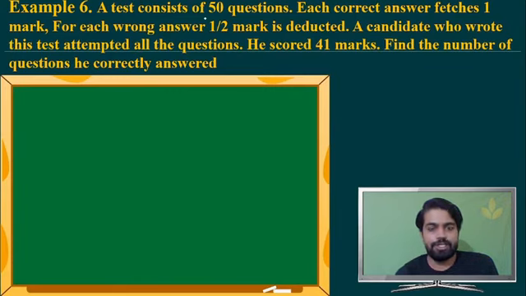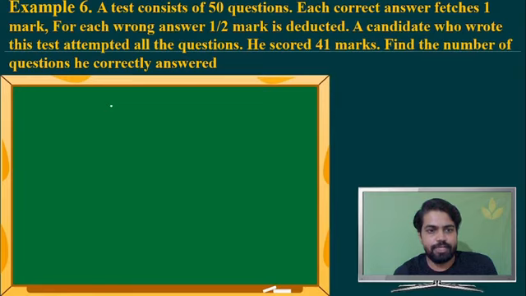Let's have one last question in this equation concept. A test series consists of 50 questions. Each correct answer fetches 1 mark. For each wrong answer, half a mark is deducted. A candidate who wrote the test attempted all the questions and scored 41 marks. Find the number of questions he answered correctly.